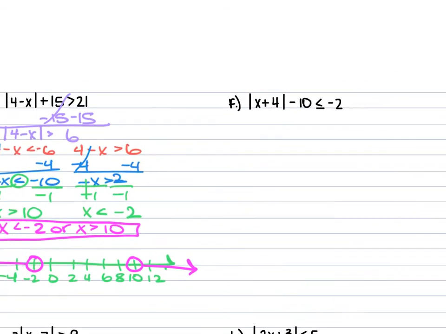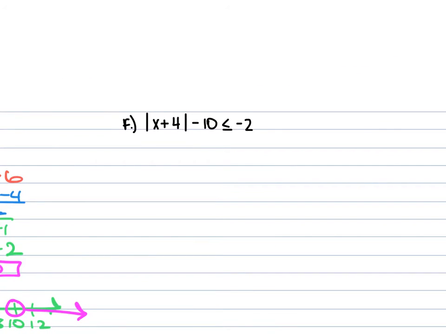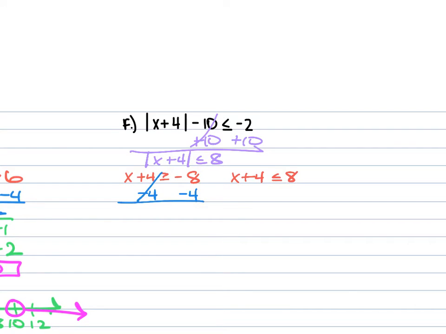For F, we have the absolute value of x plus 4 minus 10 is less than or equal to negative 2. So we're going to move the 10 over, add it to both sides. So the absolute value of x plus 4 is less than or equal to 8. This is an and possibility, so x plus 4 is greater than or equal to negative 8, and x plus 4 is less than or equal to positive 8. Get the x by itself, move the 4 over, subtract it from each side, so x is greater than or equal to negative 12, and x is less than or equal to 4.